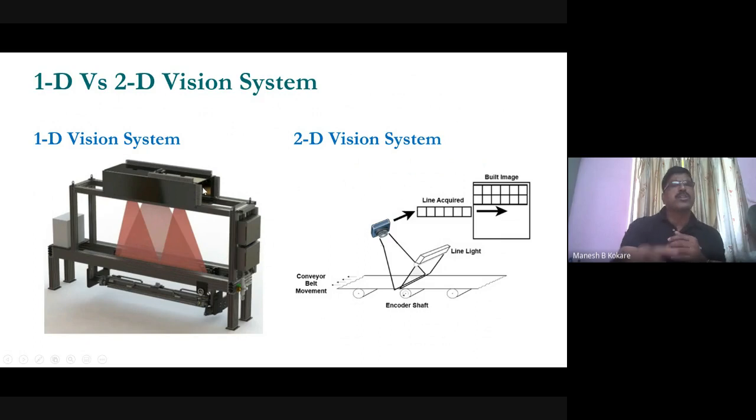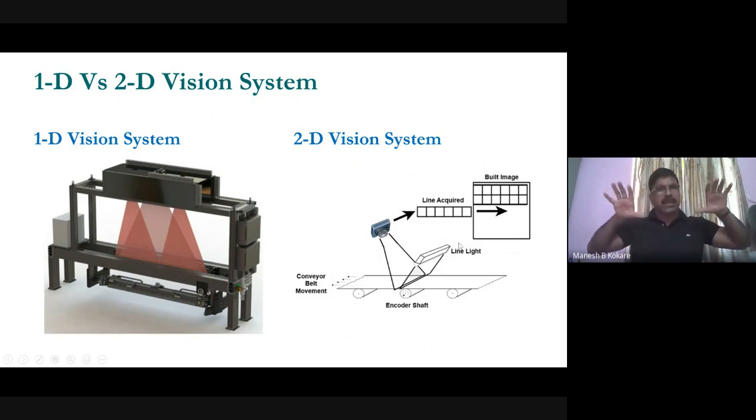That means instead of considering the entire image, we are considering only one line at a time, whereas in the case of a two-dimensional vision system, we are considering the entire image at that time and capturing the whole image. Here, for example, this is the conveyor belt and this is the product, and you are capturing the image of it and then processing it.